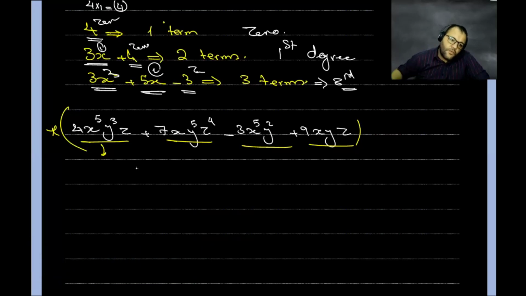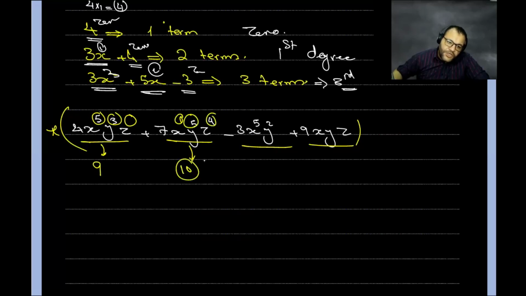What is the degree of this one? Just calculate it and give me the final answer. 9, because x is 5. Because we have 5 plus 3 plus 1 equals 9. What is the degree of this one? 1 plus 5 plus 4, which is?